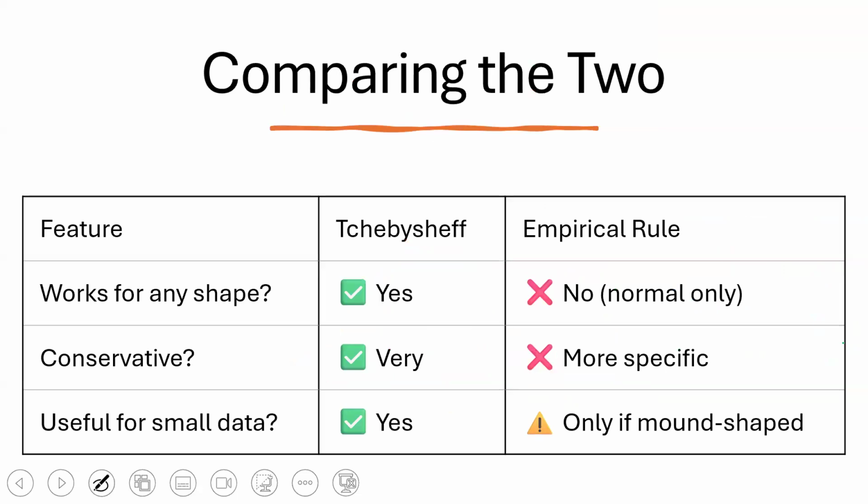Okay, so how do Chebyshev's and the empirical rule compare? Well, Chebyshev's is universal. It works on any data set, no matter what the shape is, but it gives conservative results. The empirical rule is more precise, but only valid for bell-shaped curves. So use Chebyshev's when you don't know the shape or have odd data. Use the empirical rule when the data is symmetric and looks like a normal curve.